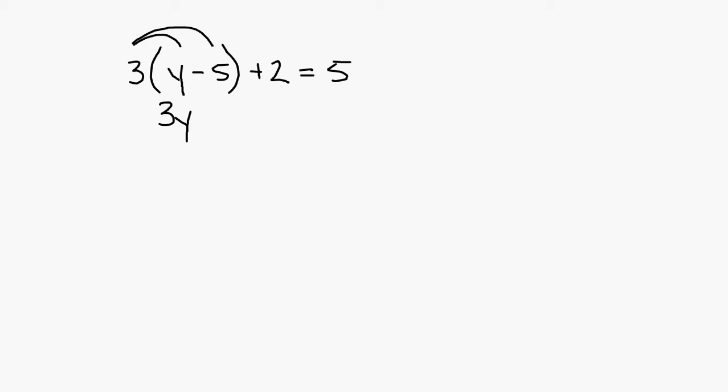Alright, 3 outside the parentheses times y minus 5 plus 2 is equal to 5. This is an example just like yesterday, where you did the distributive property first. So 3 times y is 3y, and 3 times negative 5 is negative 15. And you rewrite the rest of the problem, which is plus 2 equals 5.